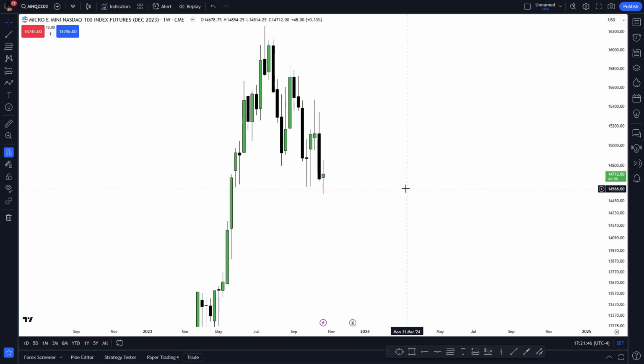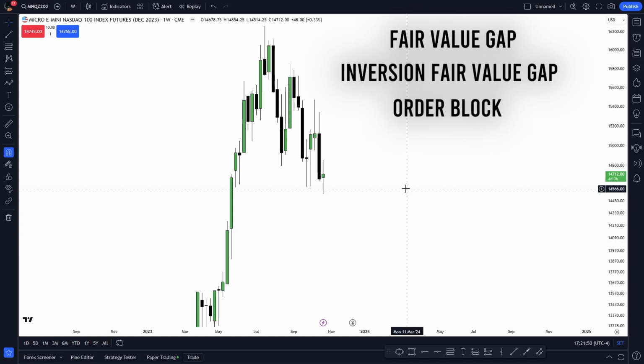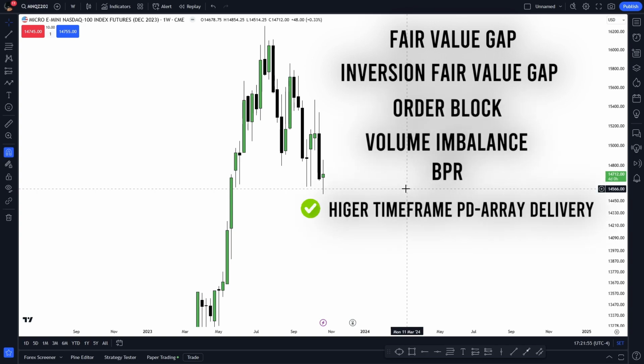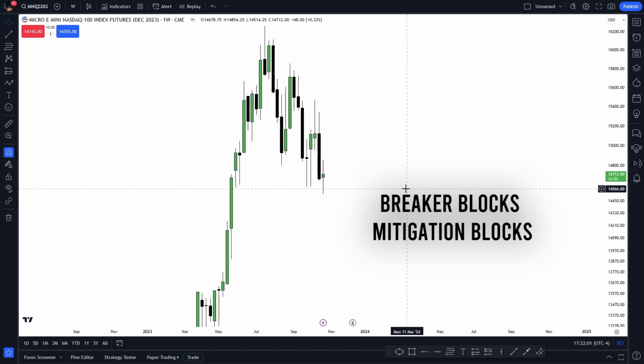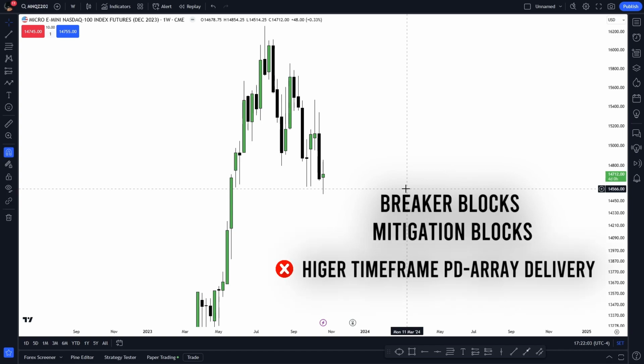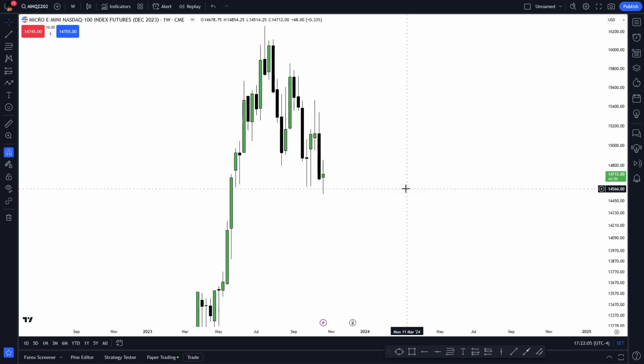Okay, I primarily use the fair value gap, the inversion fair value gap, the order block, the volume imbalance, and a BPR for my higher time frame PD array. Okay. I do not use breaker blocks or mitigation blocks alone as a valid high time frame PD array delivery. Okay, I need one of the mentioned PD arrays to get hit.